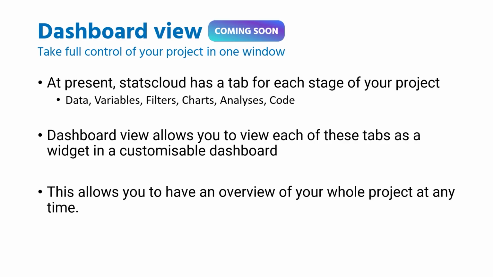Now, this leads me on to the feature that I'm most excited about, which is dashboard view. You can see from the screenshots I've shown already that StatsCloud has different tabs. We have a data tab, a variables tab, a filters tab, a charts tab. And what you may find yourself doing is flicking between these tabs. You might flick between the data and the variables, data, charts, data analysis. It's not a big problem, but it's not the most efficient way of working.